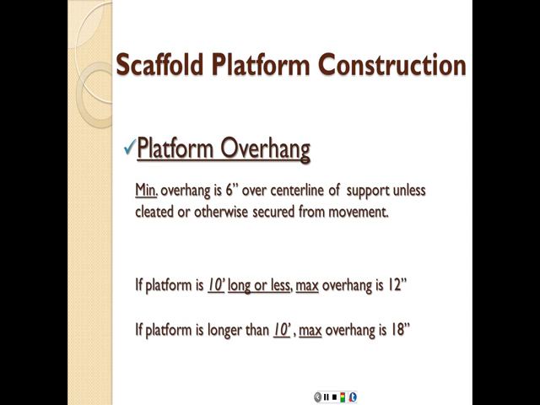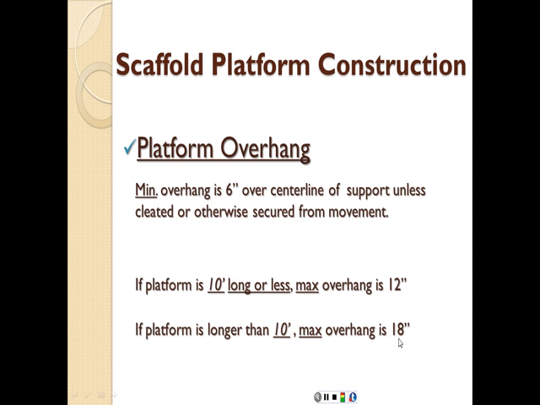So the minimum overhang is 6 inches over center line of support, unless cleated or otherwise secured from movement. If the platform is 10 feet long or less, the maximum overhang is 12 inches. So we have guidelines for the minimum overhang and the maximum overhang as well. If the platform is longer than 10 feet, then the maximum overhang is going to be 18 inches.